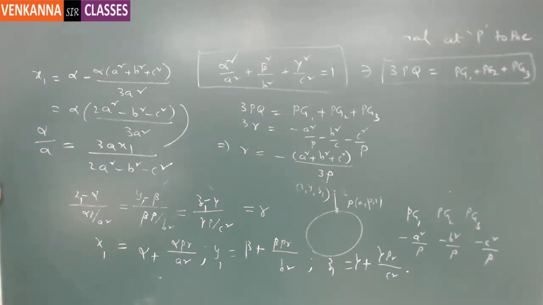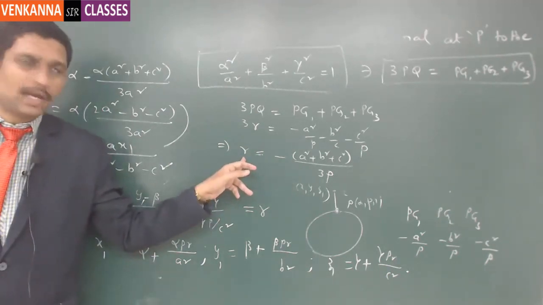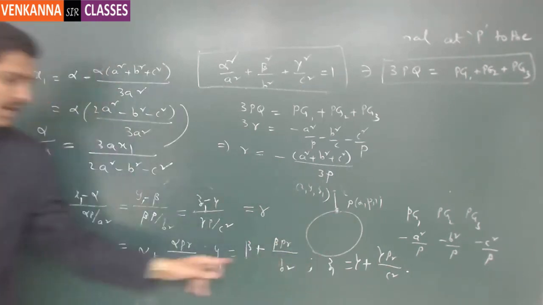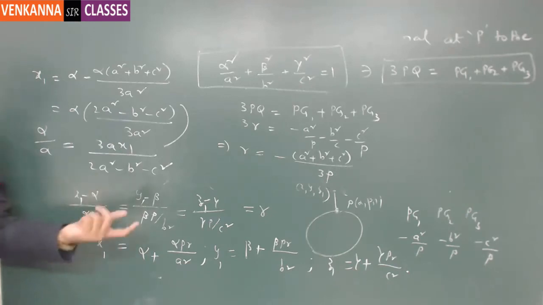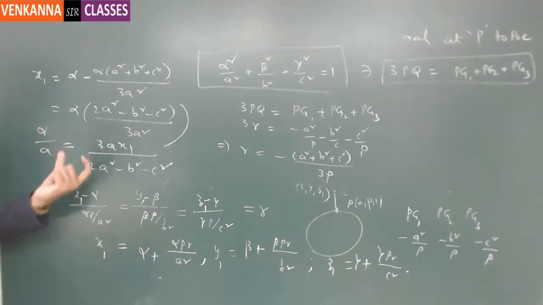Please check that. Now, similarly, I will calculate the values of beta by b, gamma by c. So what I did, I calculated the value of R, substituted in the coordinates of Q. From the coordinates of Q, I am calculating alpha by a, beta by b and gamma by c values.